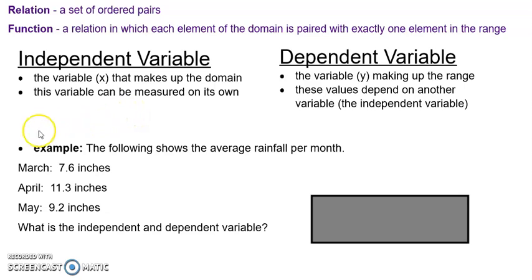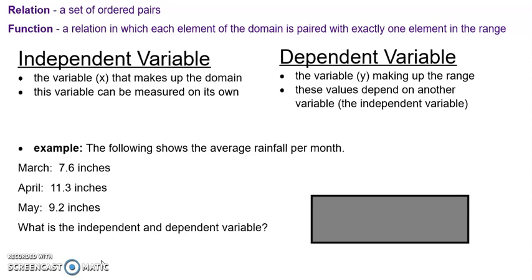So another example, the average rainfall per month, and this is just for spring months, March, April, May. We've got March, April, and May all having different measures of rainfall. And thinking about which one is the independent variable and which is the dependent variable.